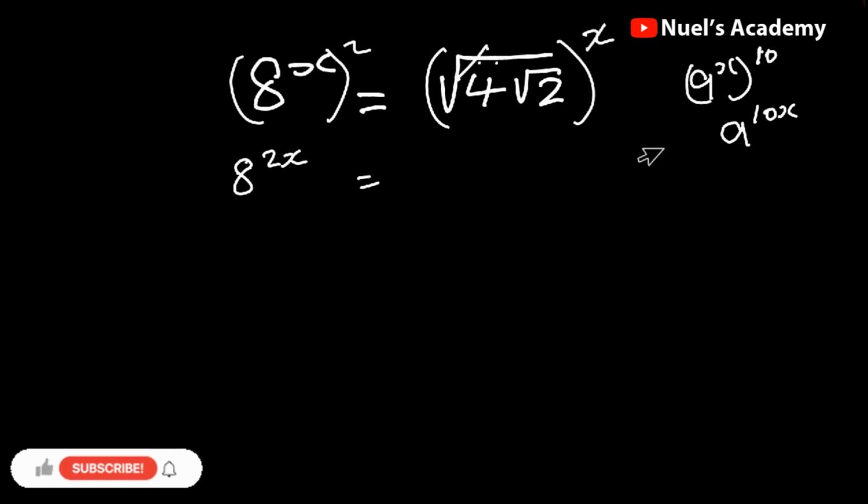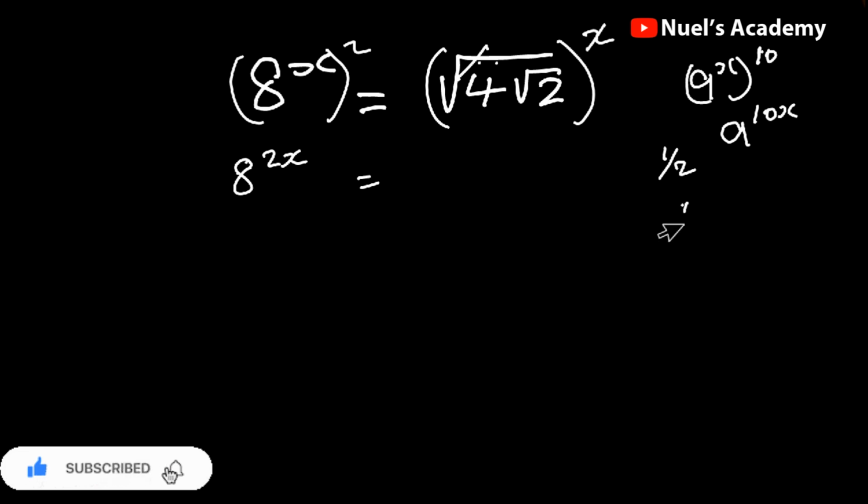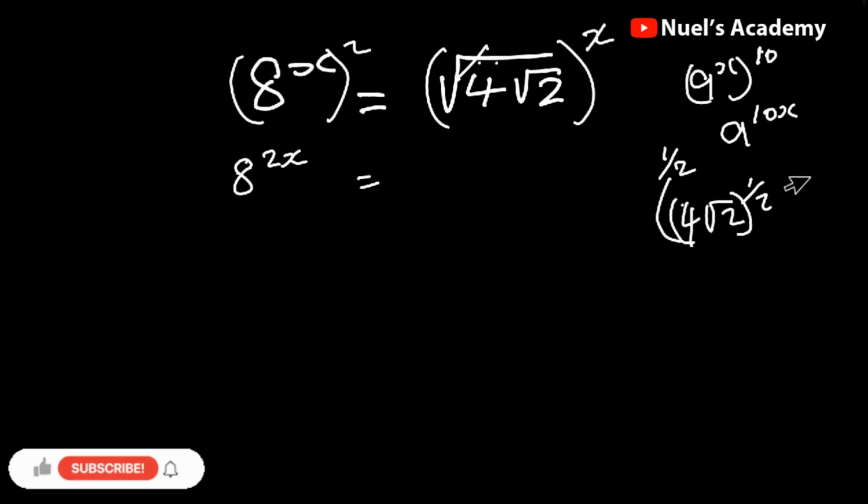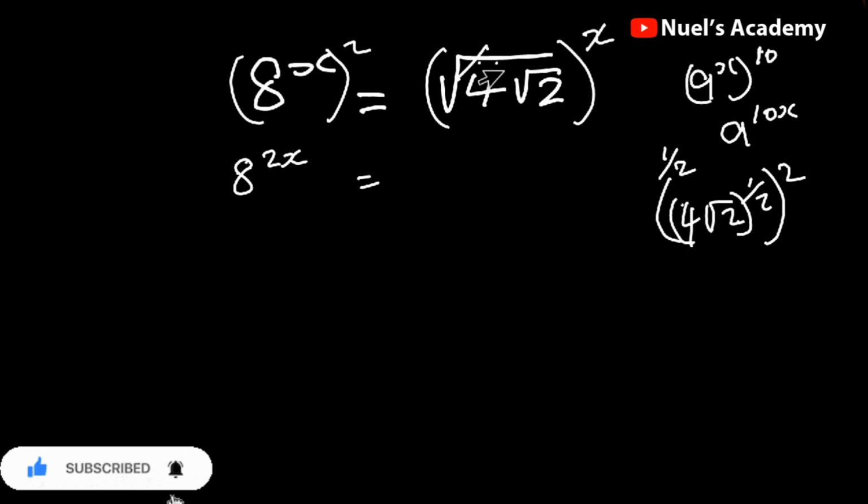means half. If you want to rewrite this root of 4 root 2, you can write it as 4 root 2 all raised to the power half because of this square root. So by the time you raise it to the power of 2 again, 2 times half is going to be 1. So you're going to be left with only 4 root 2. Alright, so we're going to have here 4 root 2.